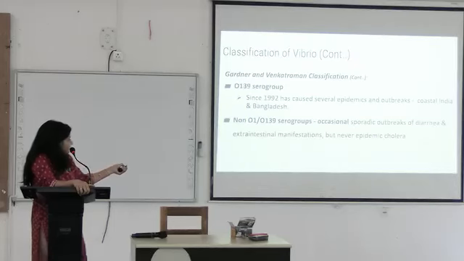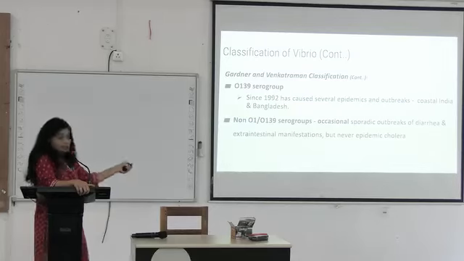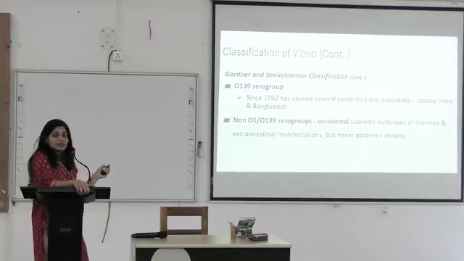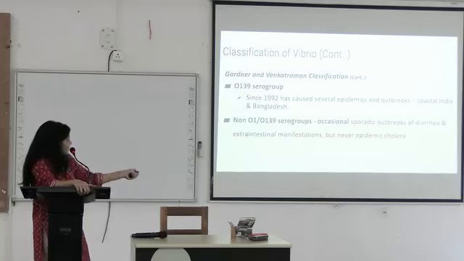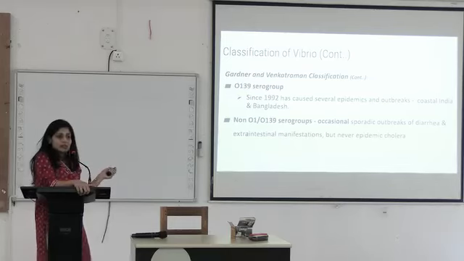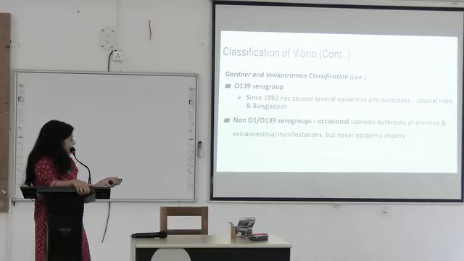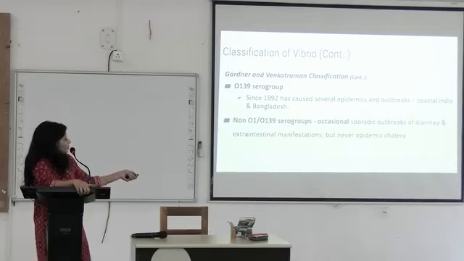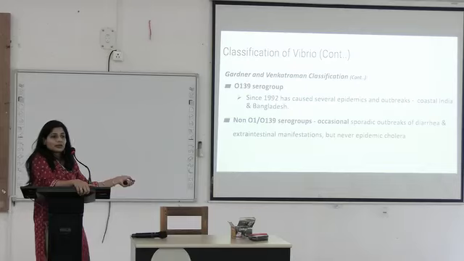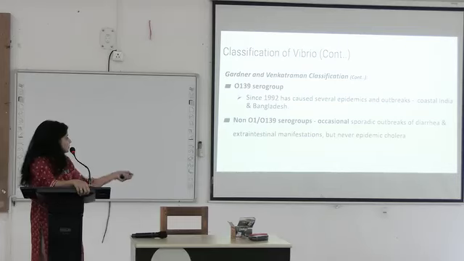Out of these, O139 has been present since 1992. This was identified in Kolkata. Then in coastal India and Bangladesh, it has been causing several epidemics and outbreaks since 1992. Other than this, non-O1 or non-O139 serogroups have been seen to cause sporadic, meaning rare, outbreaks in India. But they do not cause epidemic cholera, because their pathogenicity is low.